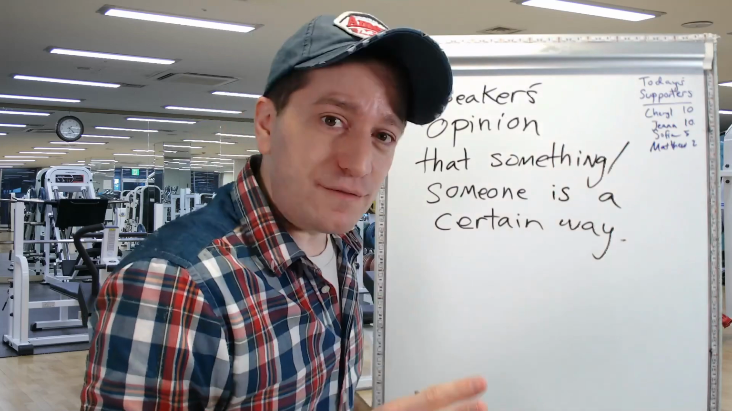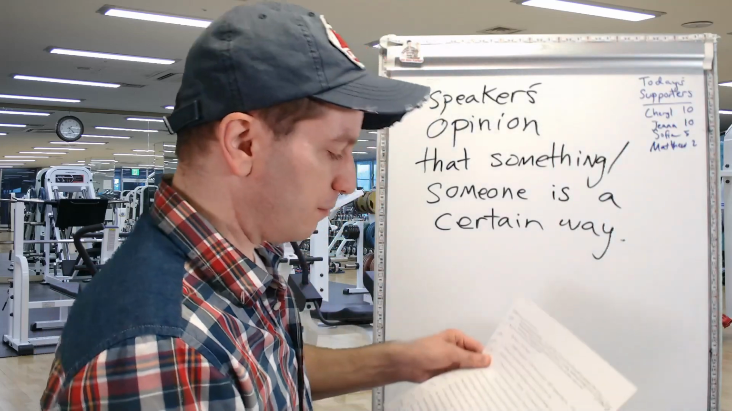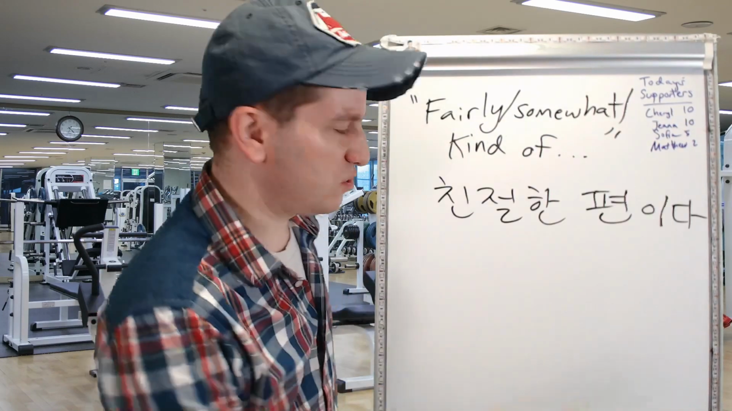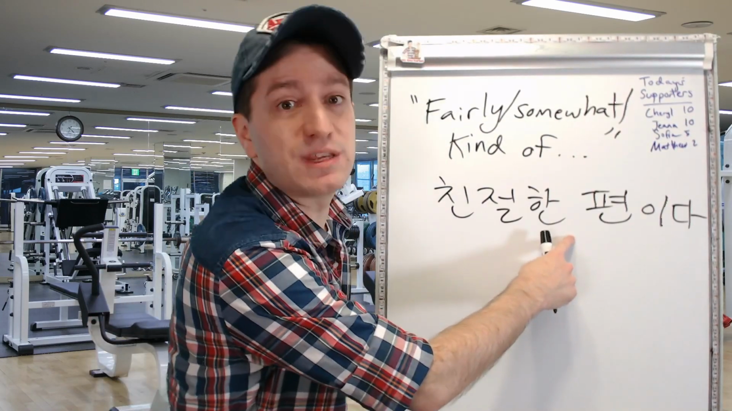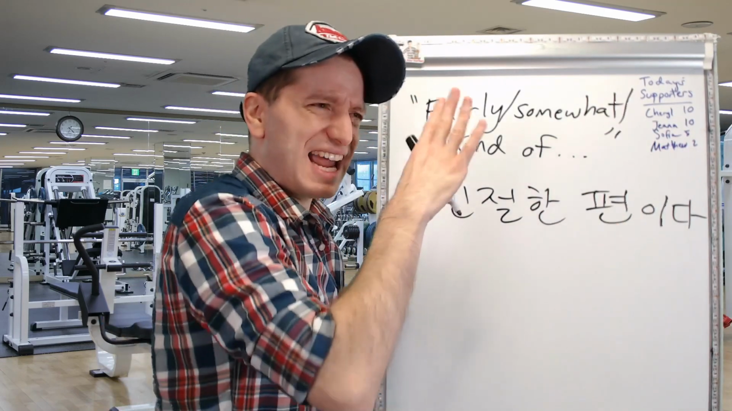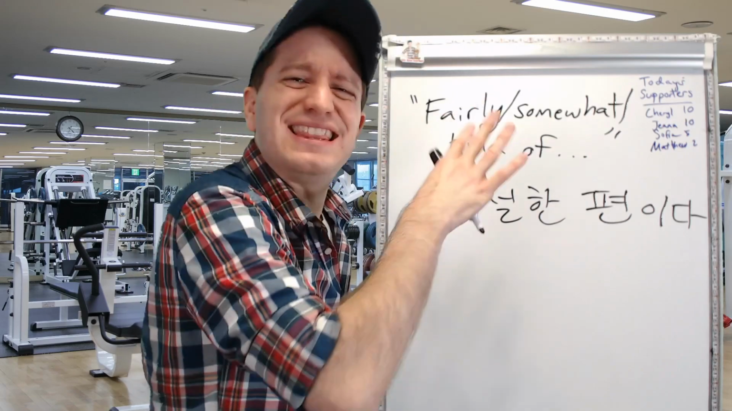But there are a lot of different ways you can translate this form. Fairly, somewhat, or kind of. So this is just the descriptive verb 친절하다, to be friendly, to be kind. 편이다. He or she is on the side of being friendly. He's on the friendly side.